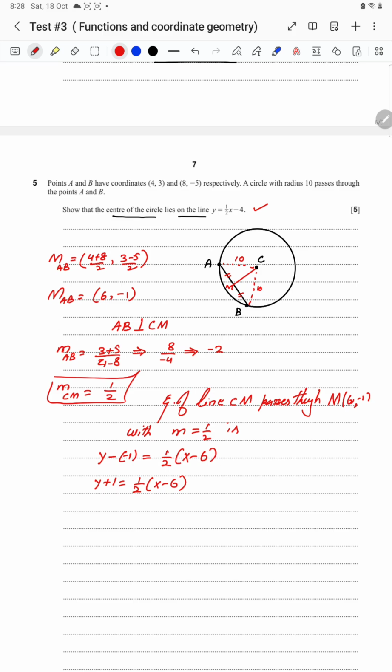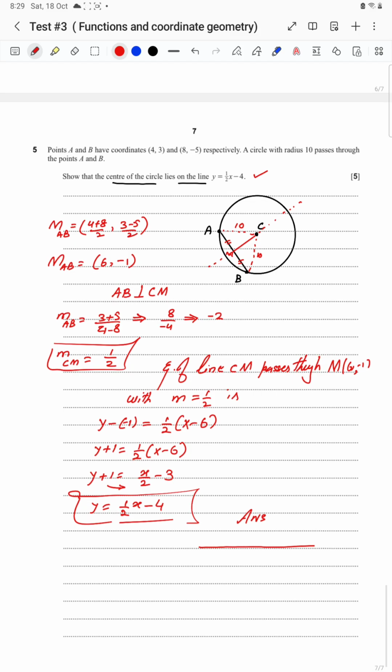As we have to solve this, y plus 1 is equal to x by 2 minus 3. If you take this one to the other side, y will be 1 by 2 x minus 3, and minus 1 makes minus 4. So it means this line, CM, must be the line which passes through the center of the circle. So this is a simple question, not as difficult as it seems to be. So that's the answer. I hope everyone is clear about this test, and there is no more question left.